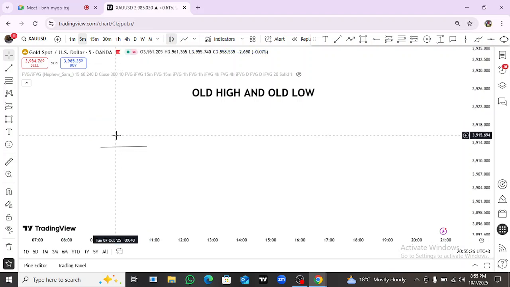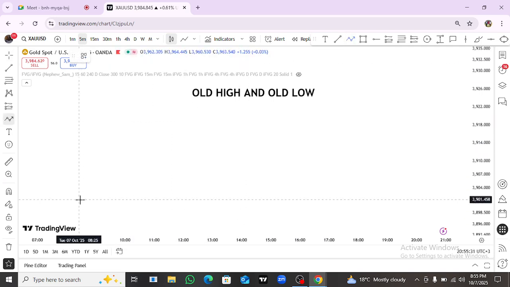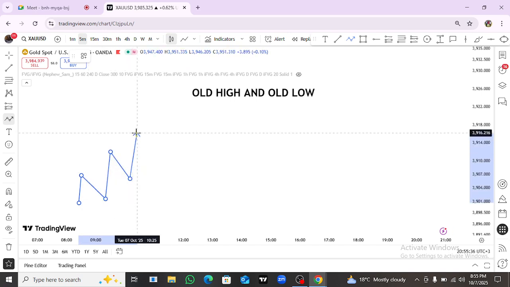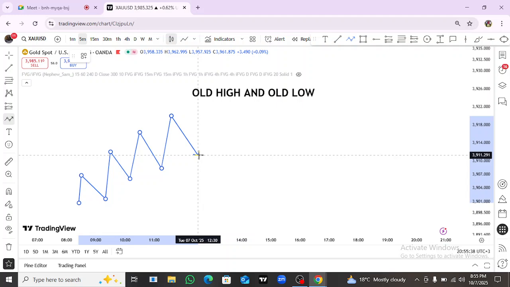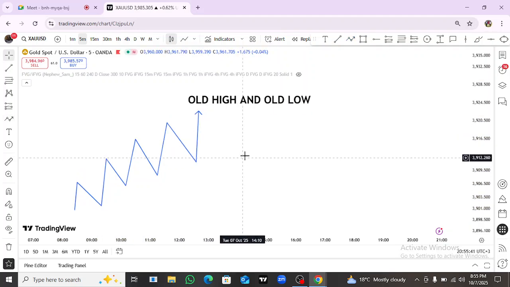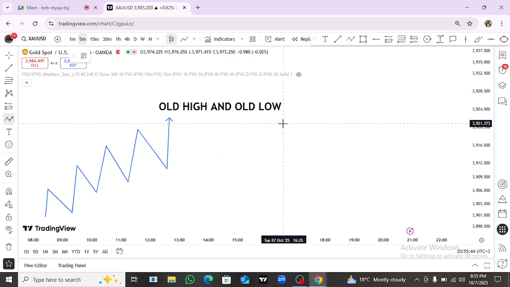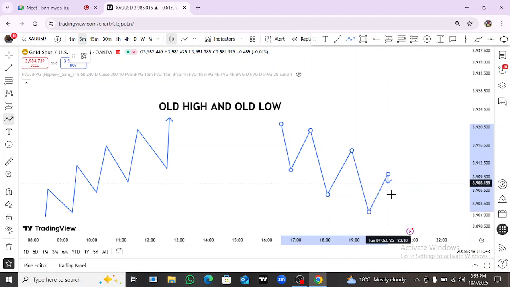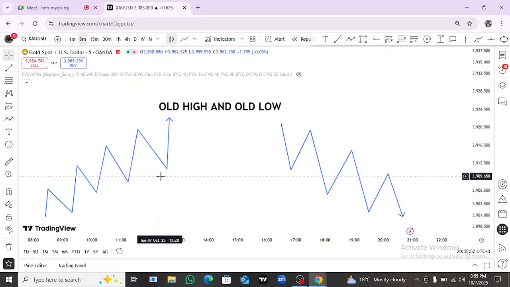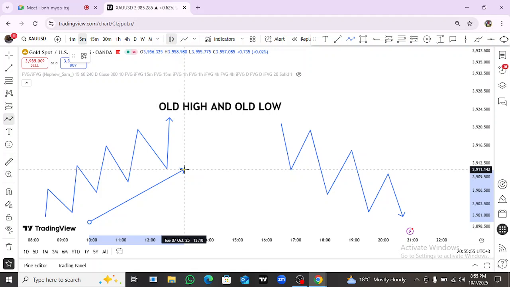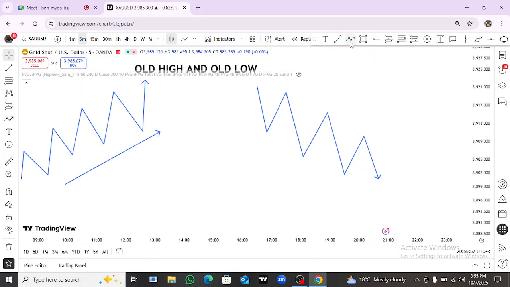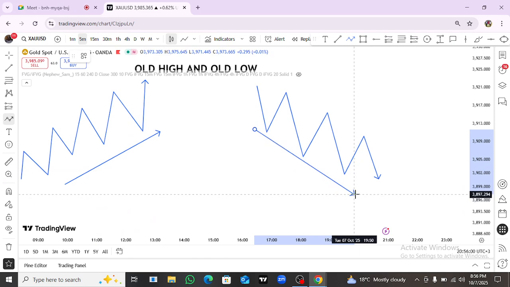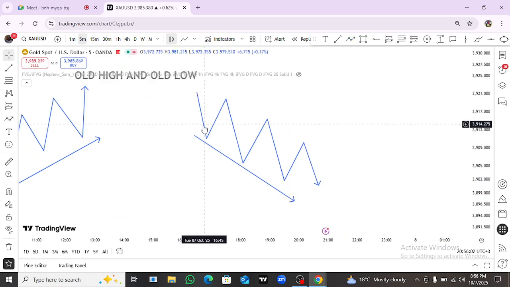When price is moving, it normally forms a series of highs and lows. For example, if we are in an uptrend, we will form a series of highs and lows, highs, lows, and so on and so forth. And when we are in a downtrend, we shall be forming a series of low, high, low, high, low, high, low. So this is an uptrend, then this is a downtrend, this is a downtrend and this is an uptrend.